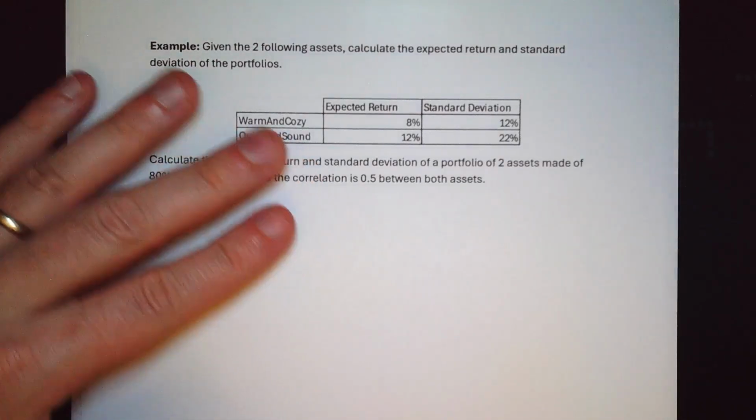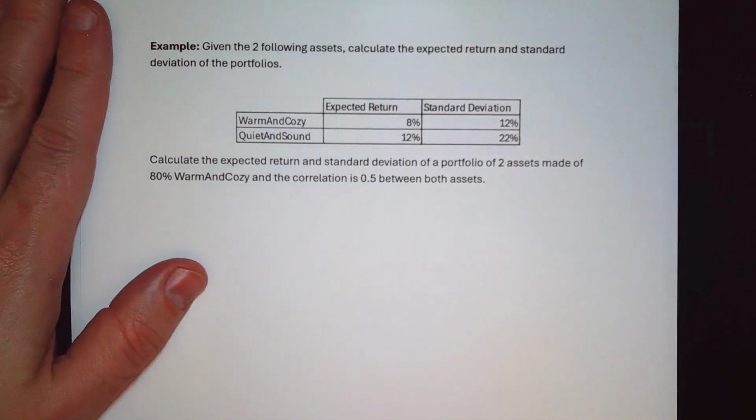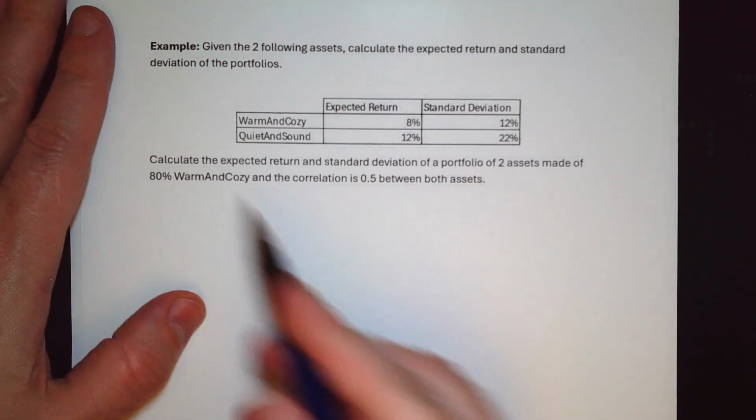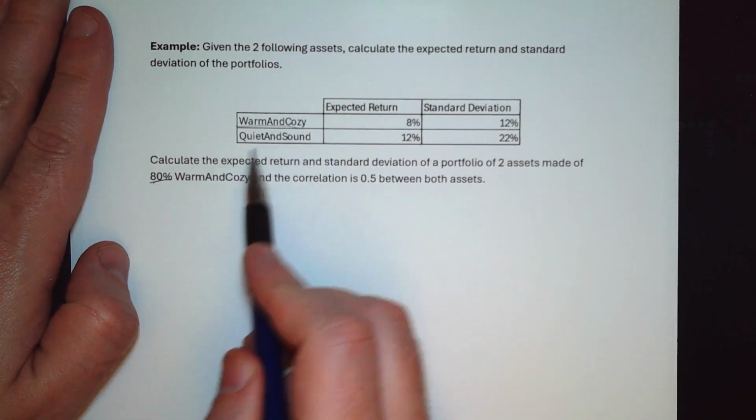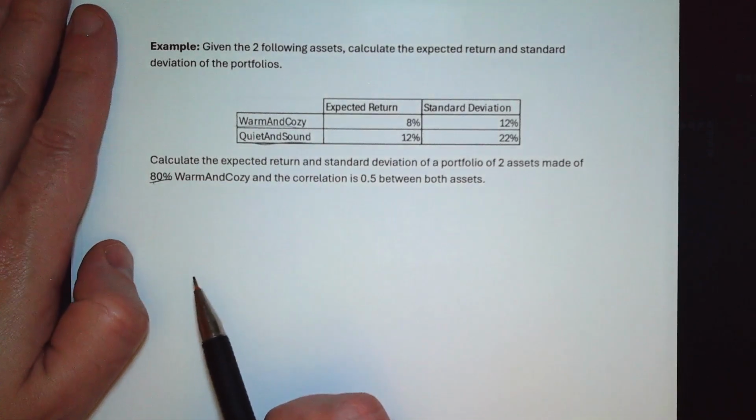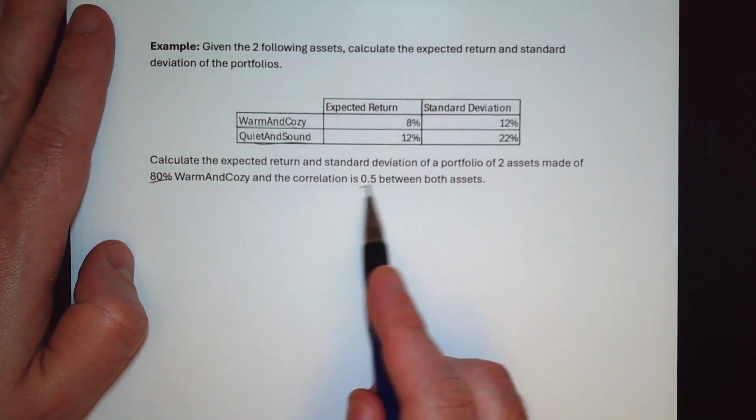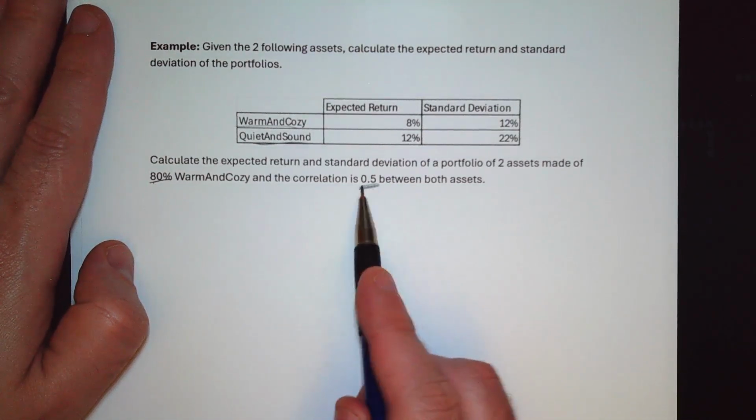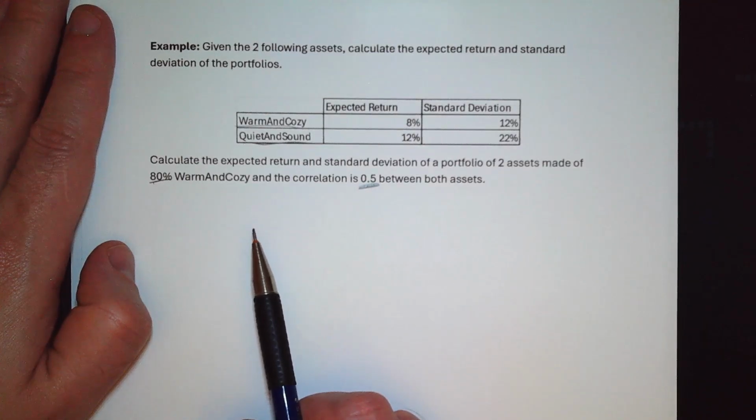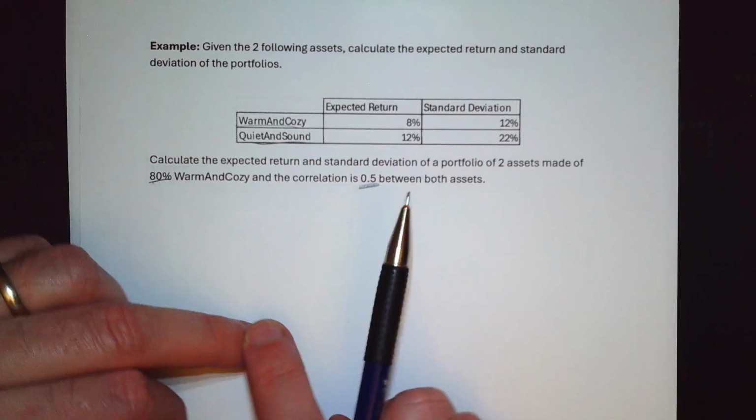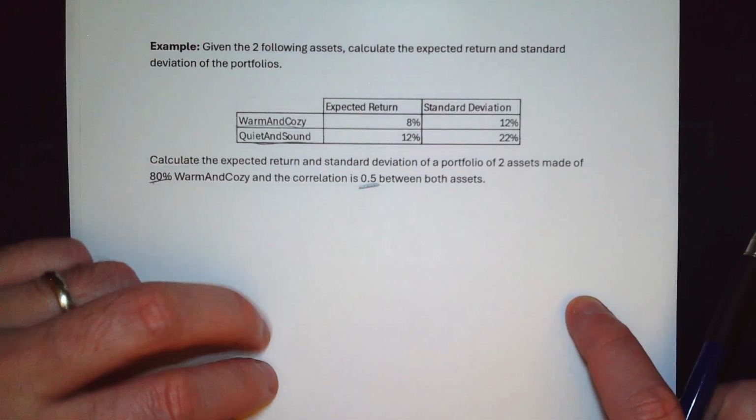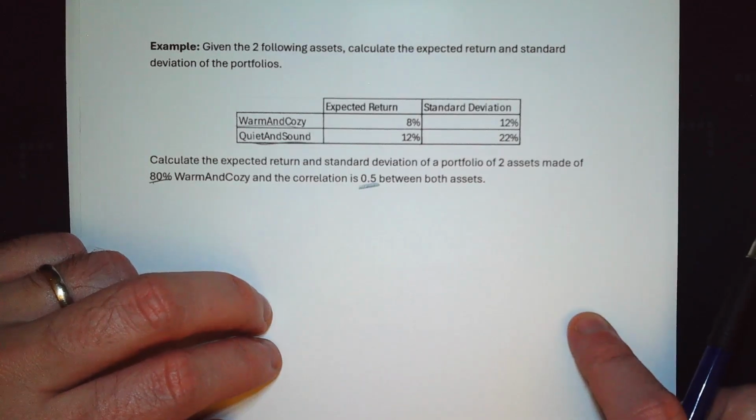In this video, I will calculate the expected return and standard deviation on a portfolio of two assets when 80% is invested in warm and cozy and 20% is invested in quiet and sound. And in this case, the correlation coefficient between the return on the two assets will be 0.5, which makes the calculation a lot more annoying because we have to use the long formula for the standard deviation.